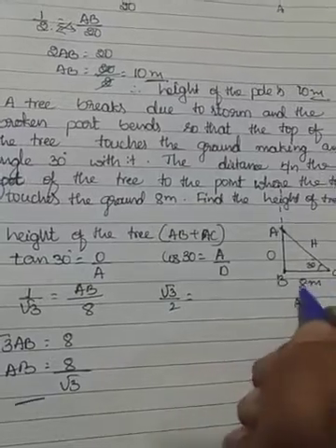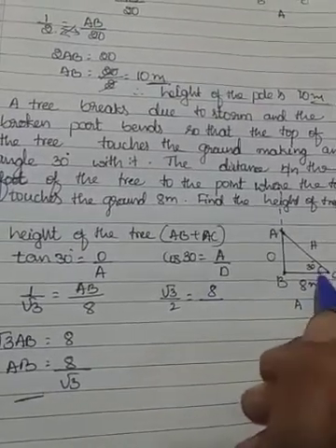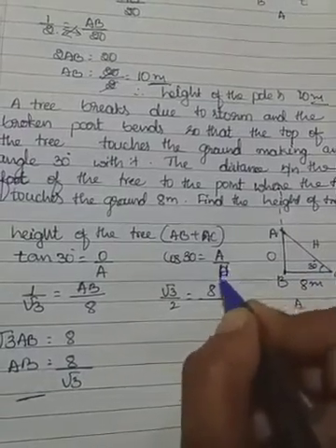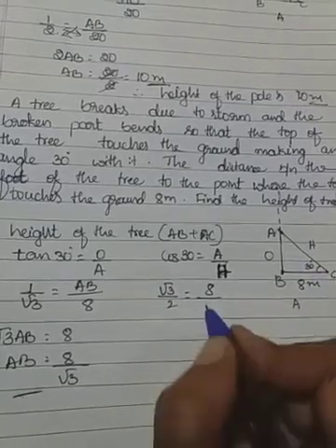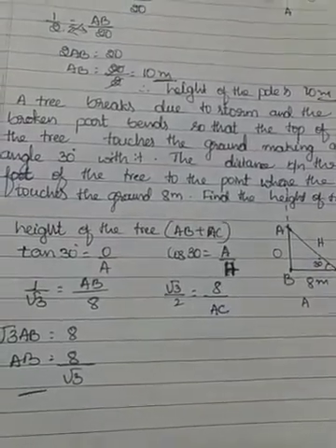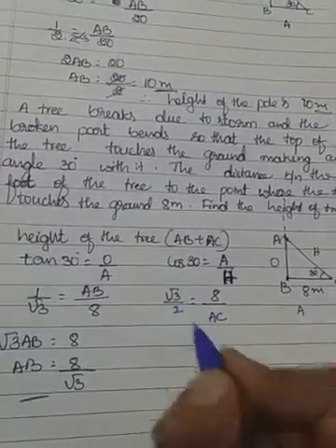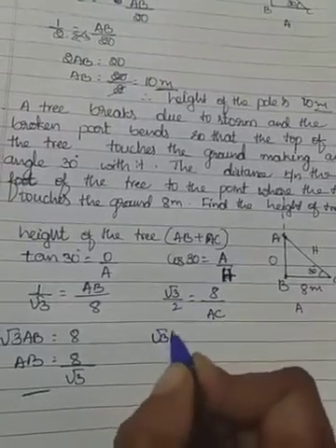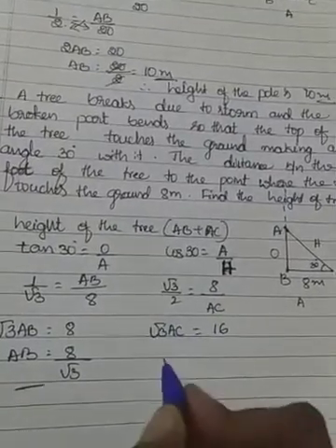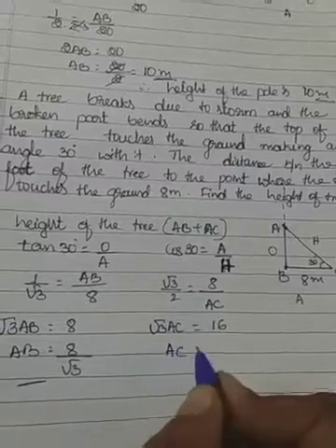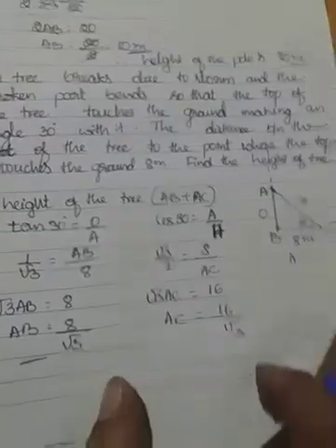The value of cos 30 is root 3 by 2. That equal to adjacent they know that is the 8, divided by hypotenuse. Sorry, hypotenuse we don't know, that thing you have to write, that is AC. So if we do the cross multiplication here also, root 3 into AC, root 3 AC equal to 8 into 2 is 16. So if we are separating AC here, 16 divided by root 3. So this is the AB and AC.